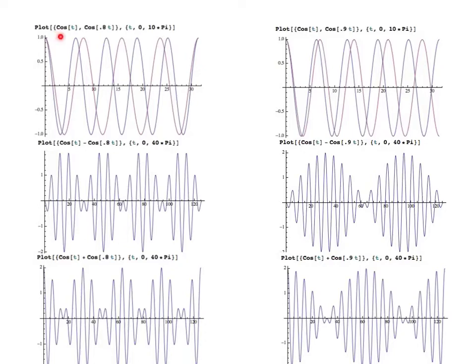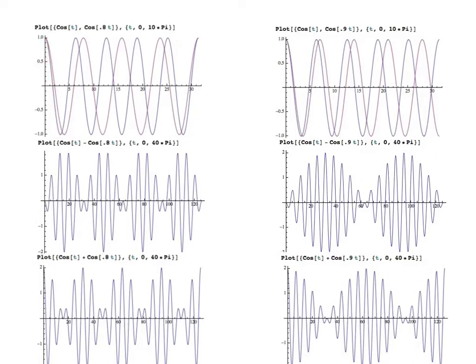I drew these graphs using Mathematica. Here's a graph of cosine of t and cosine 0.8t. So we're in a situation where we have two similar frequencies, frequency of 1 over 2 pi and 0.8 over 2 pi. And here are their graphs. One's in blue and one's in red.